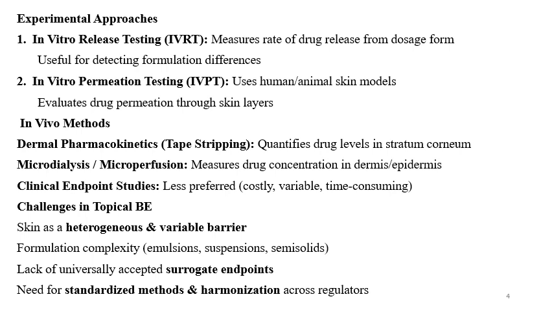IVRT and IVPT are the in vitro measurements, methods or experimental approaches to demonstrate the similarity between reference and generic. IVRT, that is in vitro release testing, measures the rate of drug release from the dosage form, useful for detecting formulation differences. In vitro permeation testing, that is IVPT, uses human or animal skin models and studies the drug permeation. In IVRT, the drug release is tested, and in IVPT, the drug permeation is tested.